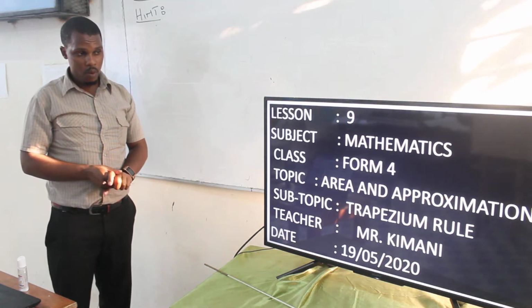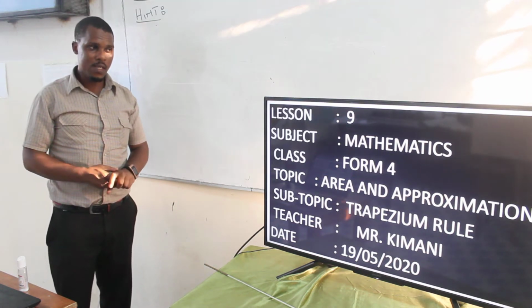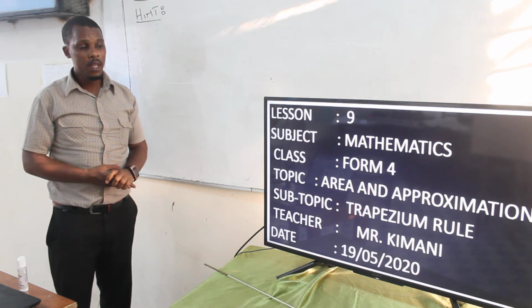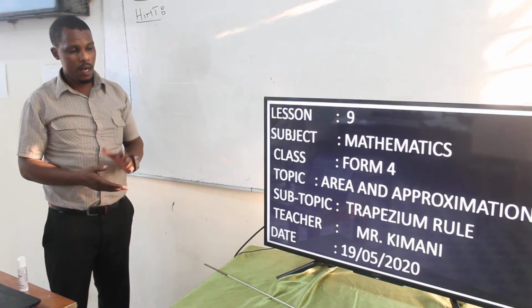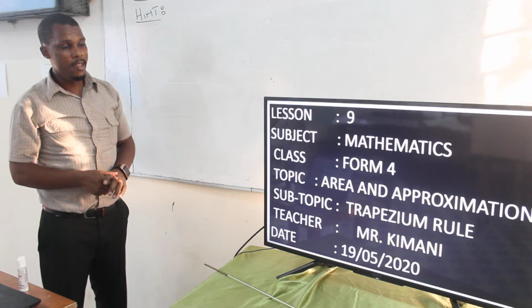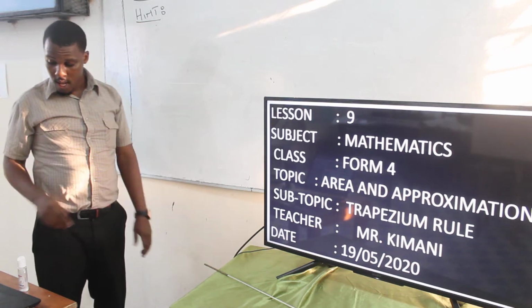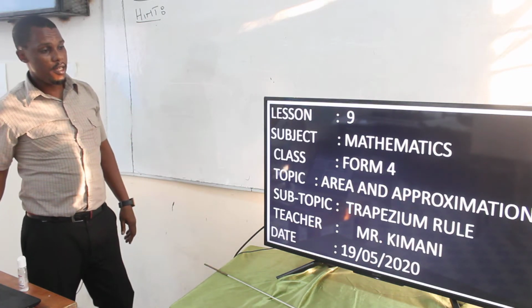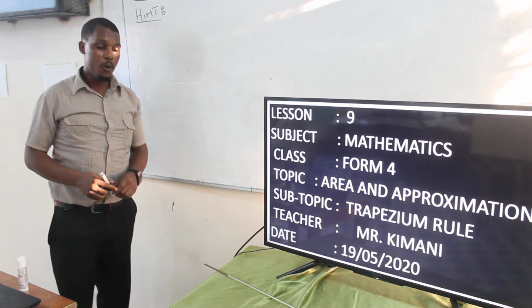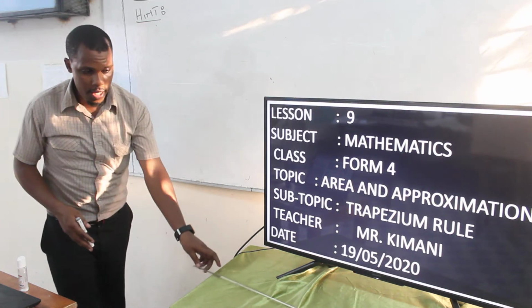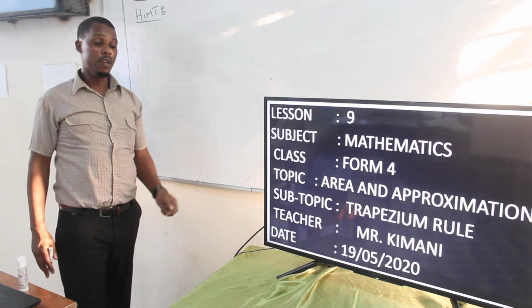Remember, last month we were discussing longitude and latitude. We were through. Then I introduced you to our chapter number 8, which is concerning area and approximation. And I said there are different ways of approximating the area of a given object.